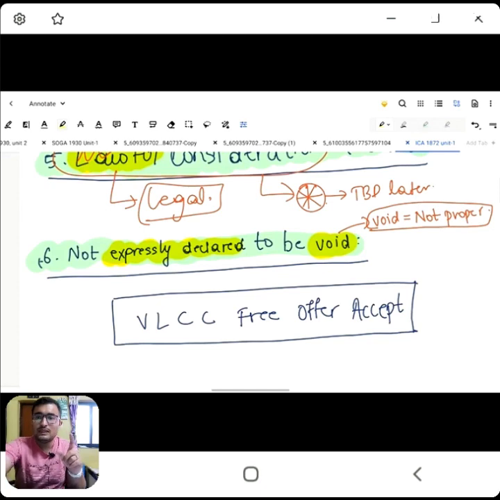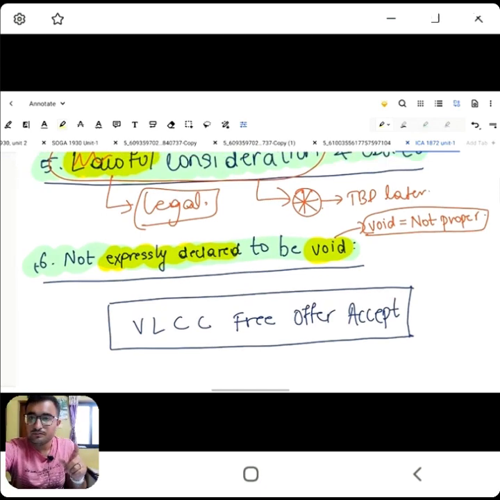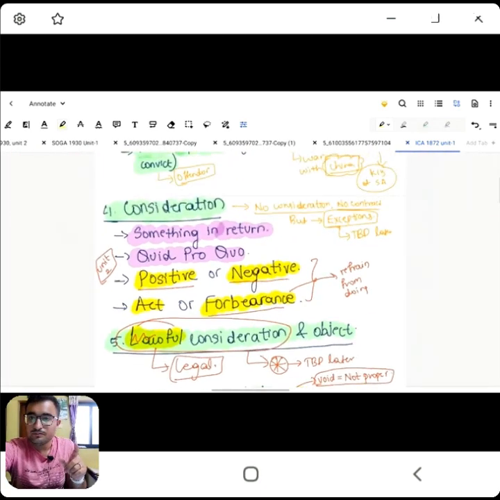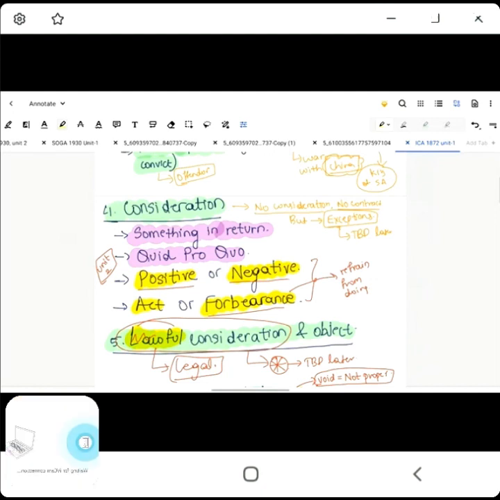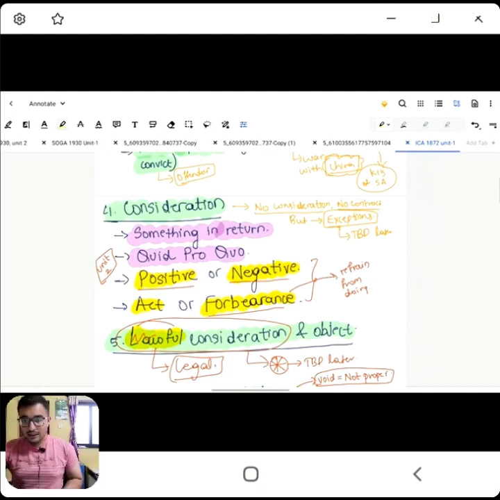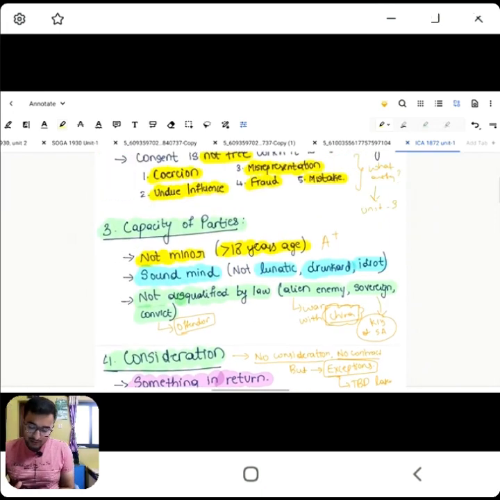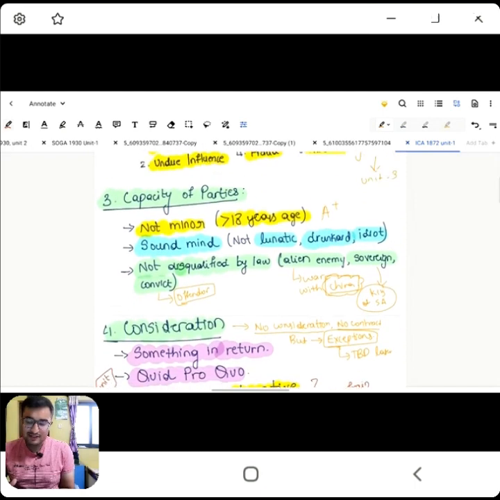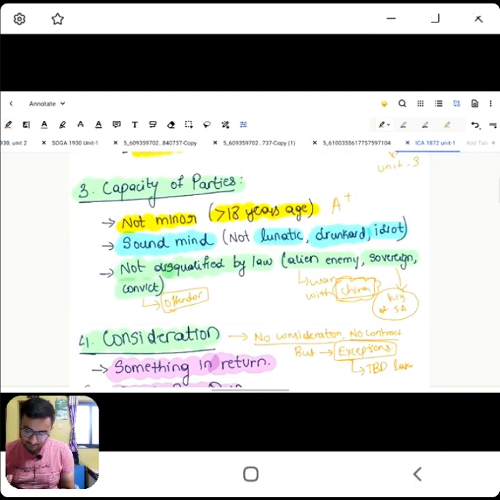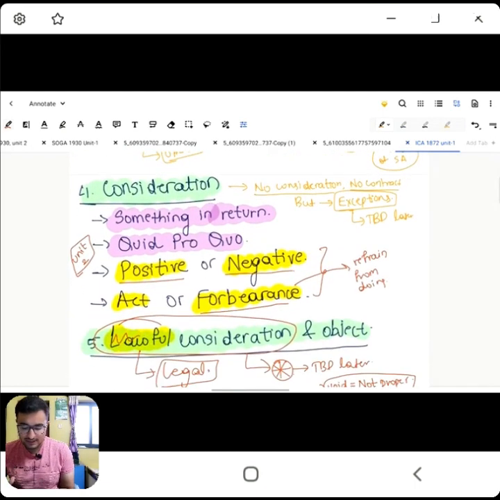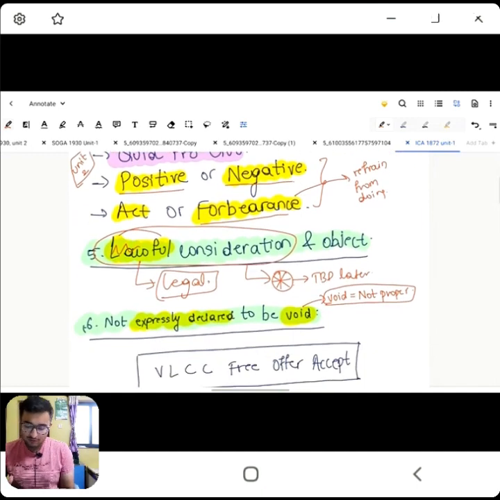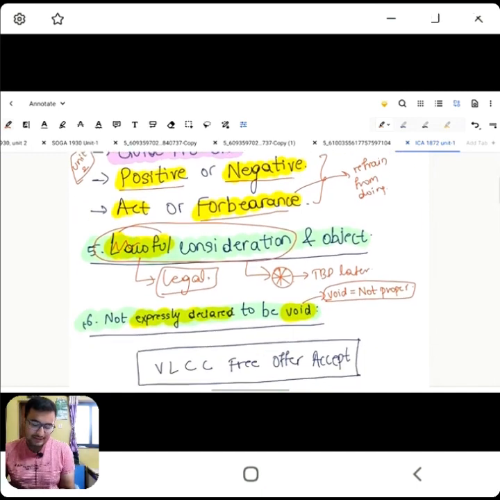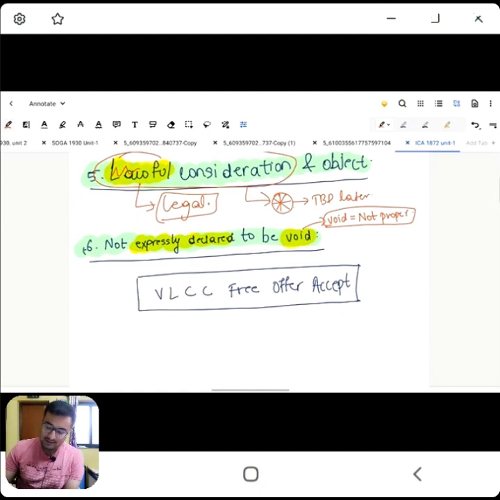Condition number 1, there has to be an agreement, that is, there has to be offer and acceptance. Condition number 2, there has to be free consent. Condition number 3, there has to be capacity of parties. Condition number 4, there has to be consideration. Number 5, lawful consideration, lawful object. And 6, it should not be expressly declared to be void.